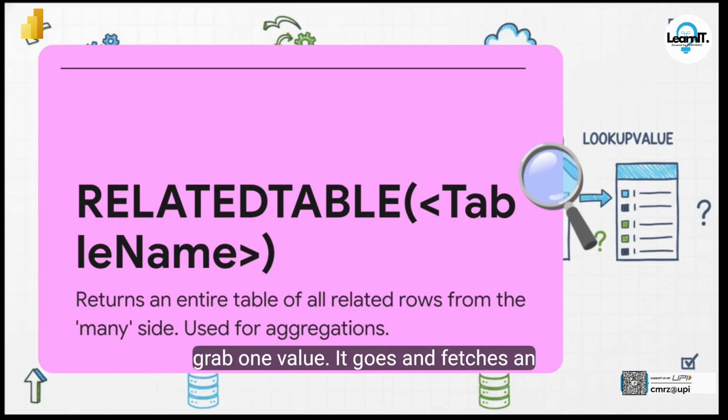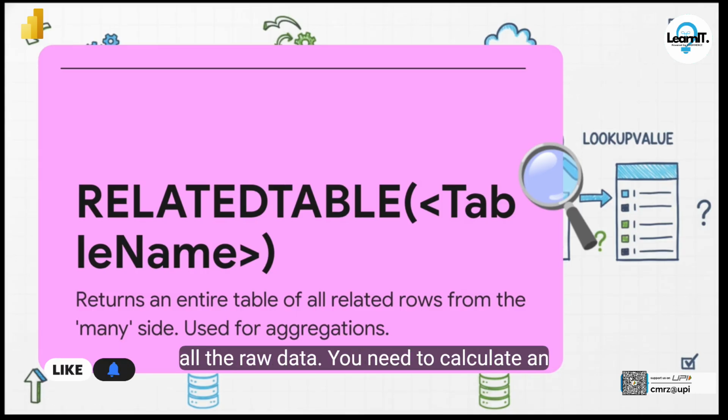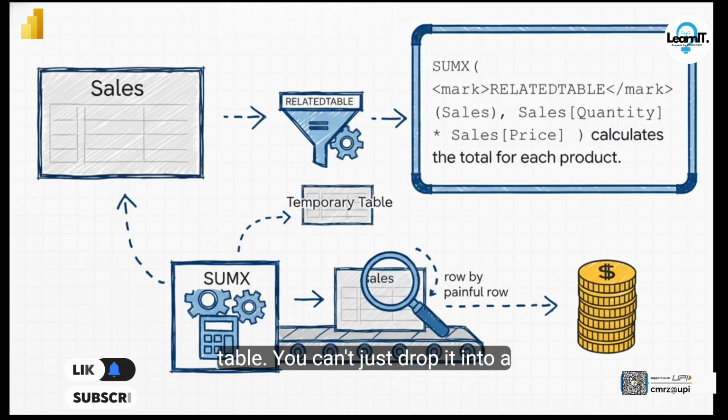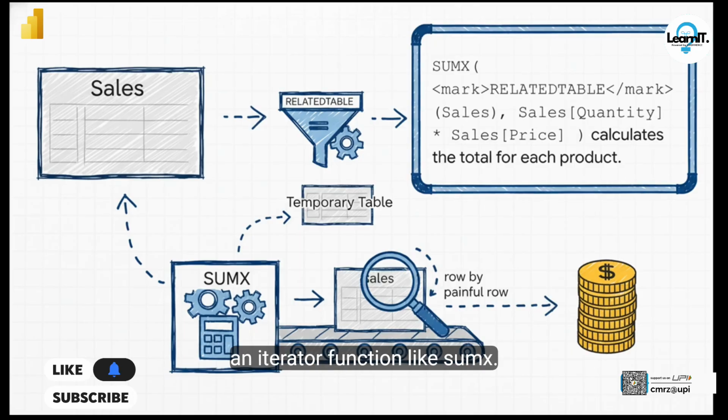It doesn't grab one value. It goes and fetches an entire table of all the matching rows. So it's not giving you the final answer, it's giving you all the raw data you need to calculate an answer. Now, because it gives you a whole table, you can't just drop it into a cell. You'll almost always use it inside what's called an iterator function, like SUMX.